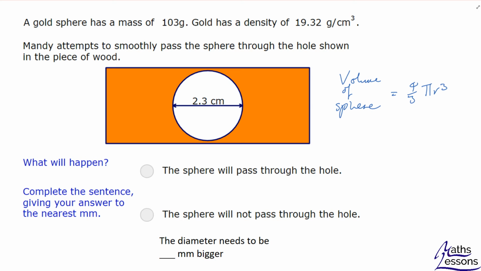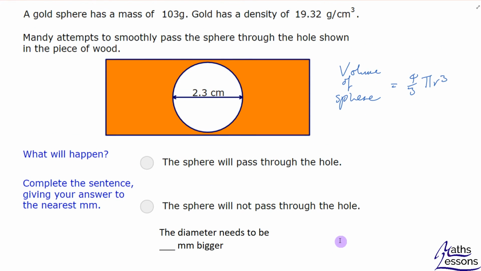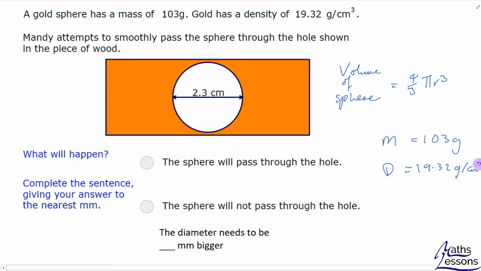Okay, so last question, here we go. Just going to write down what it is I'm going to use. So, a solid gold sphere has a mass of 103 grams. So we've got the mass equals 103. It's not an accuracy question, we're just told the mass. And we know that the density equals 19.32 grams per centimeter cubed.